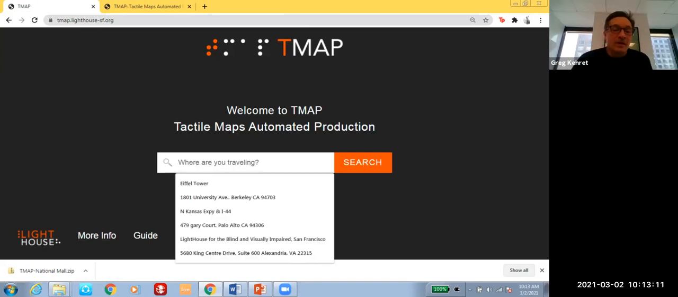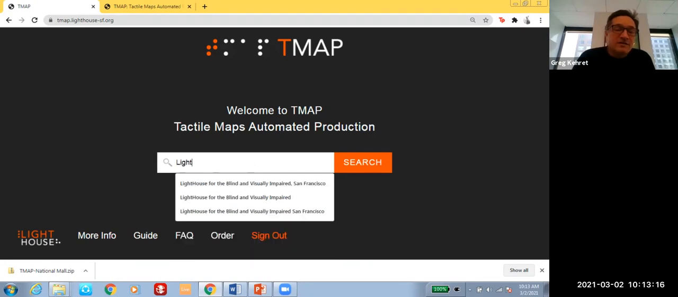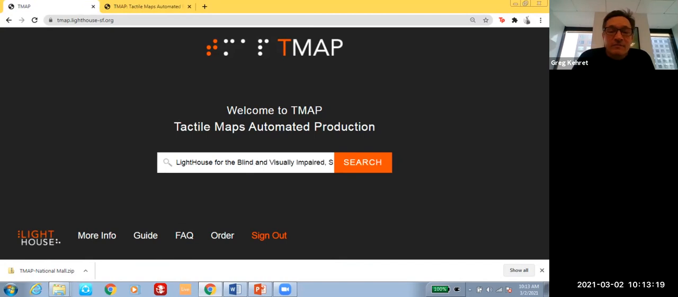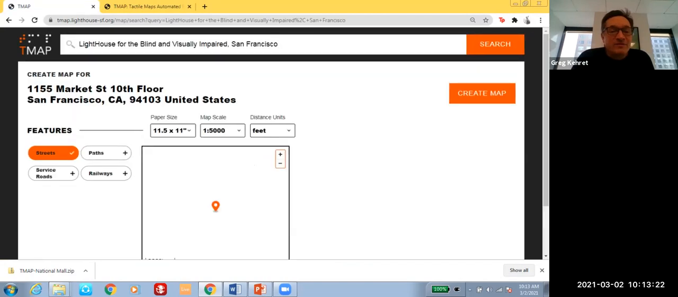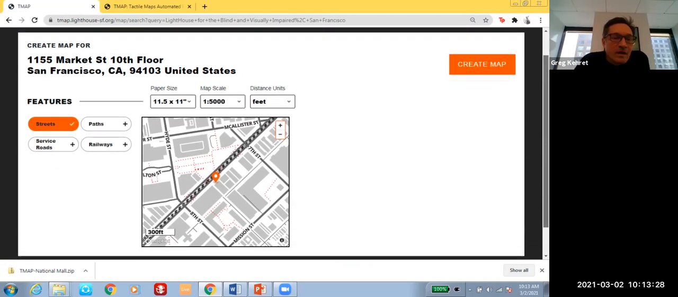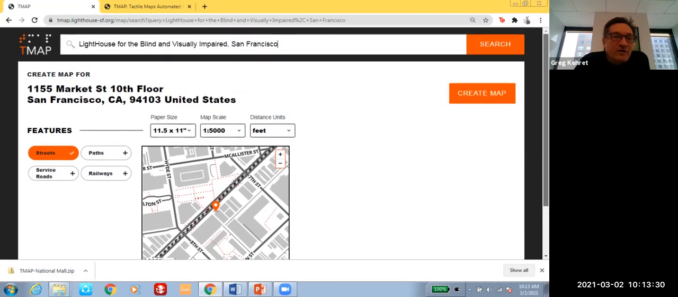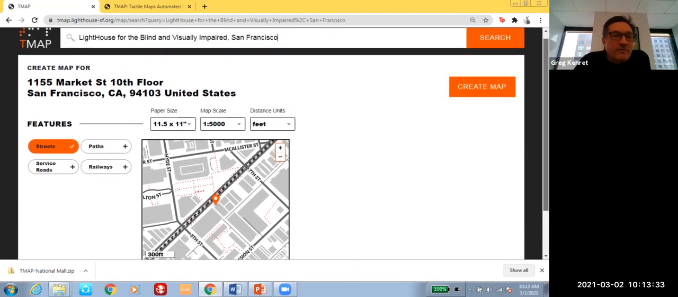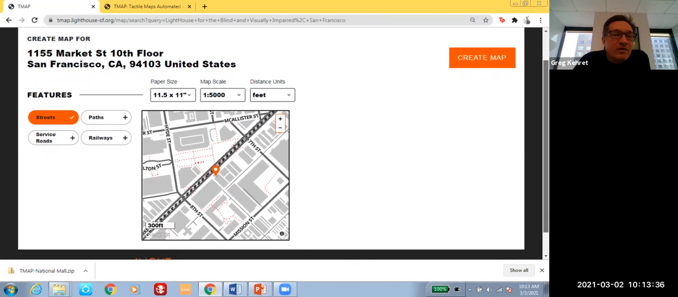So let's just dive right in. I am actually going to enter LightHouse for the Blind, Visually Impaired San Francisco, because I'm familiar with that map, so it's very easy for me to talk about it in a demonstration mode. So what we have here, notice that the search term at the very top has been converted in the upper left to an actual street address, 1155 Market Street. This is what is going to appear in ink print and or Braille on the map itself when you print it out.